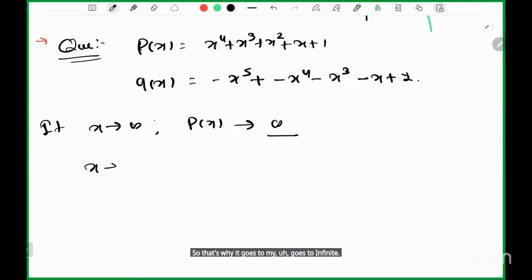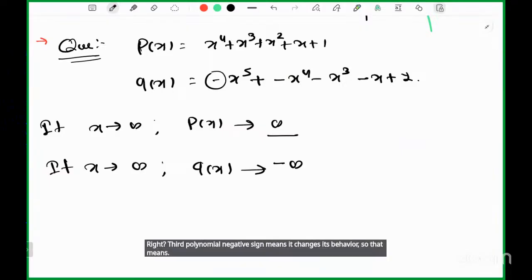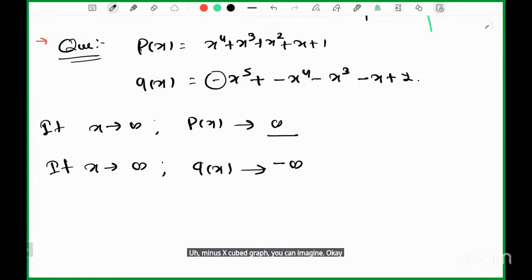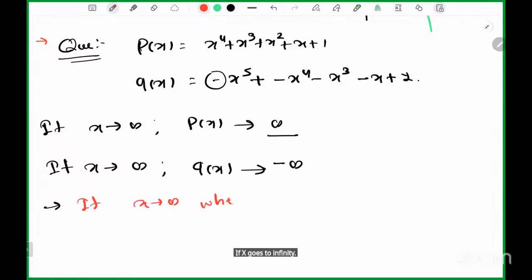Now, if I ask you if x goes to infinity, where does q of x go? Minus infinity, correct? Because it's an odd polynomial with a negative sign, right? Odd polynomial with a negative sign means it changes its behavior. So that means you can imagine the minus x cube graph. Okay, so now I'll ask you this question. Suppose x goes to infinity, so where does p of x plus q of x go?